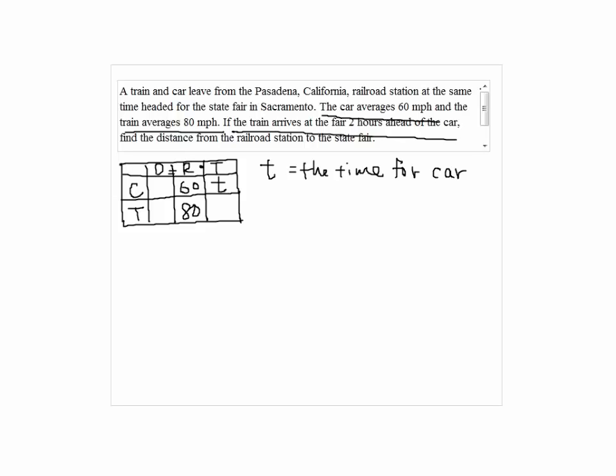So when you read the sentence, if the train arrives at the fair 2 hours ahead of the car, that translates that the train took 2 hours less than the amount the car took. So train took t minus 2 hours. Now, distance-wise, we can find by multiplying rate by time. So the distance for car will be 60t, and distance for train will be 80 times t minus 2. Now notice that the train and car traveled exactly the same distance, so their distances should be equal. So 60t equals 80 times t minus 2. This will be our equation.